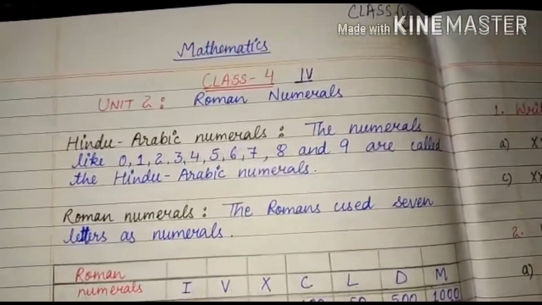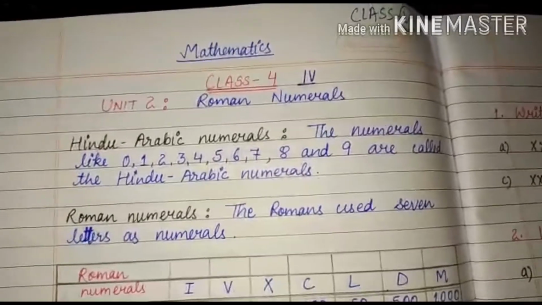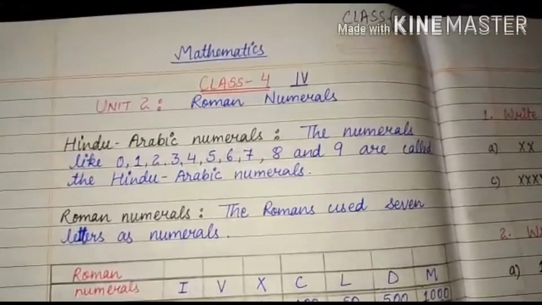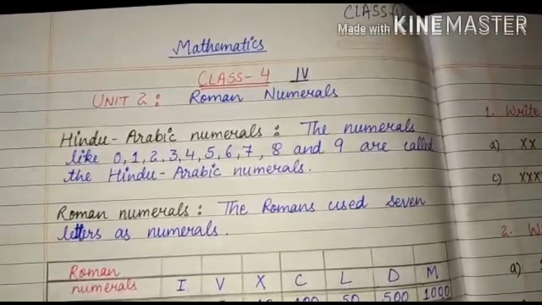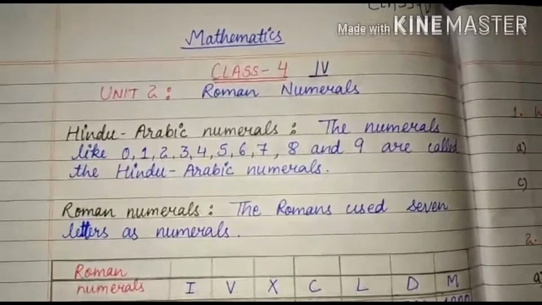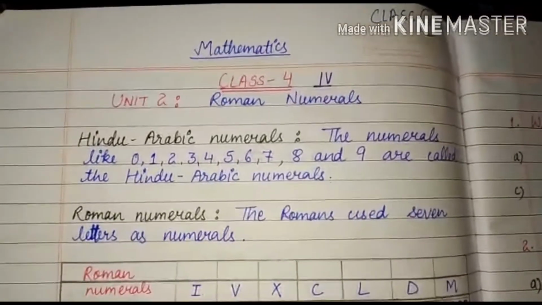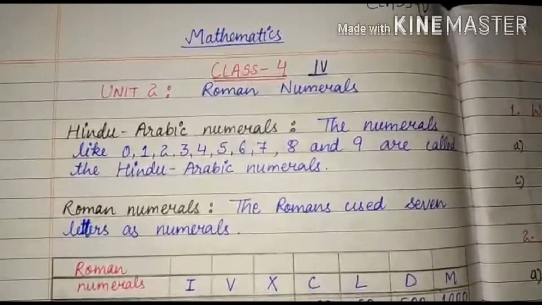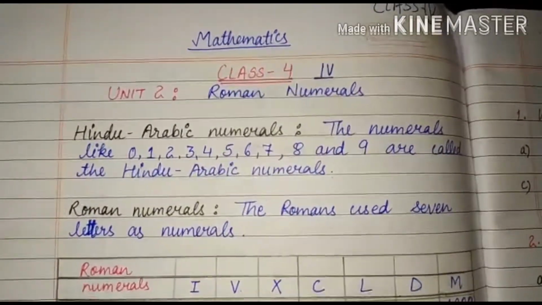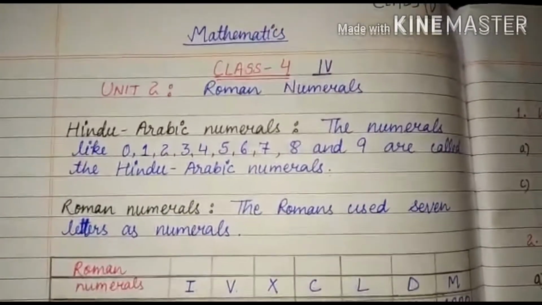Mathematics. Roman numerals. Students, you all must be wondering what are Roman numerals? So I'll tell you, Roman numerals are a numeral system that originated in ancient Rome. It is a common method of counting, essential to communication and trade. The Roman people used this numeral system to communicate and trade with other people.